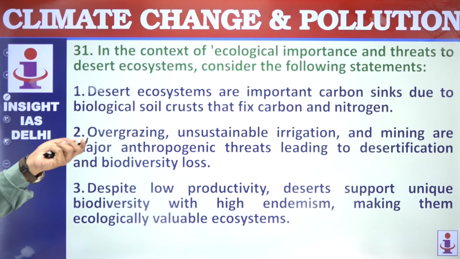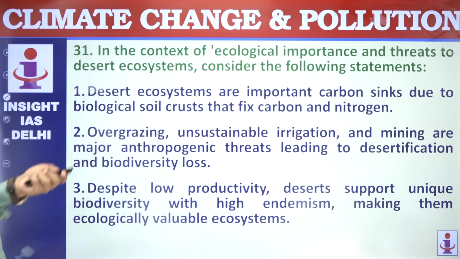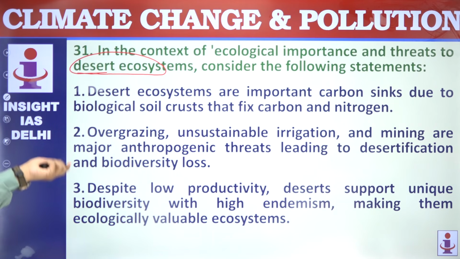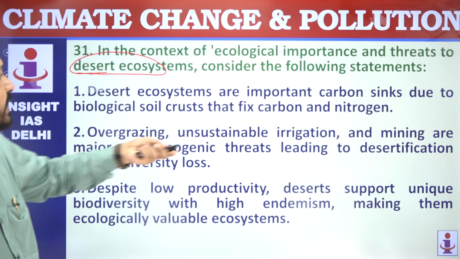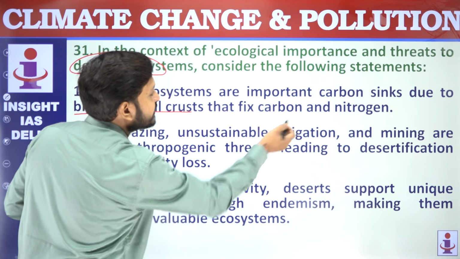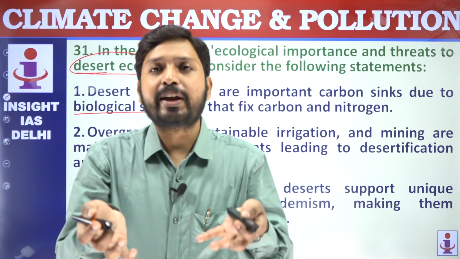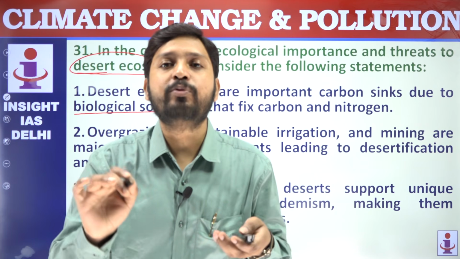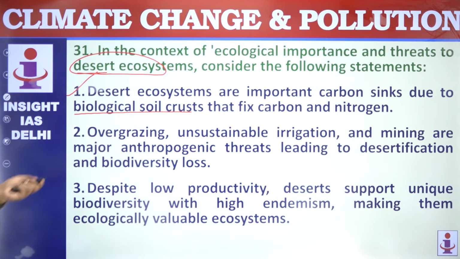Next one. In the context of ecological importance and threats to desert ecosystems, consider the following statements. So they're asking something about the desert ecosystem. So let's read the statements because already we have seen something about deserts, right? Desert ecosystems are important carbon sinks due to biological soil crusts that fix carbon and nitrogen. See, these are nothing but a combination of cyanobacteria, lichens, mosses, everything will be there, okay, and they are helpful in fixing carbon and nitrogen. So this is the right statement.